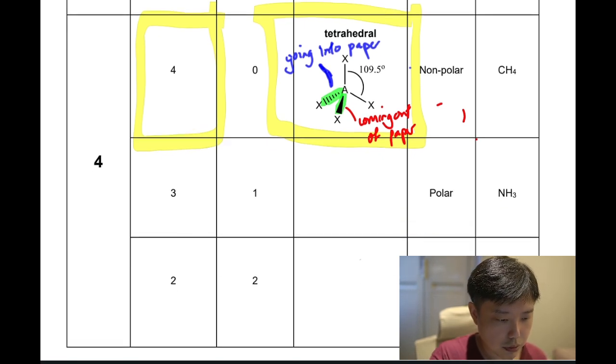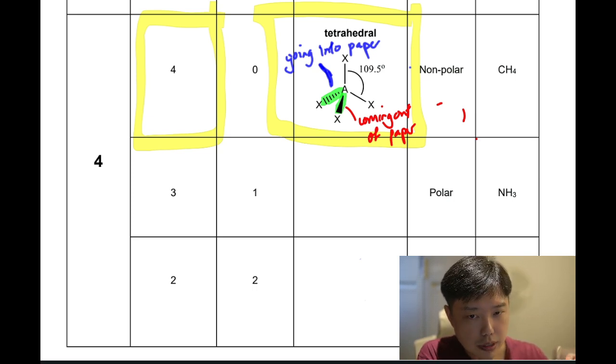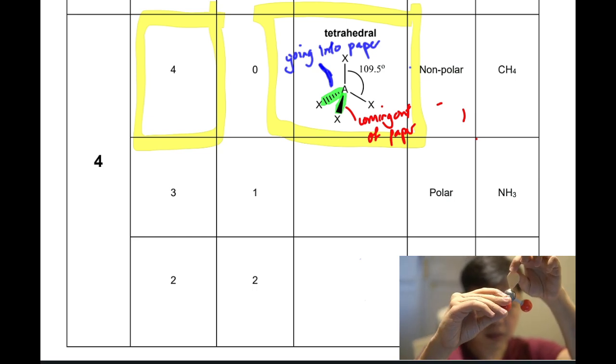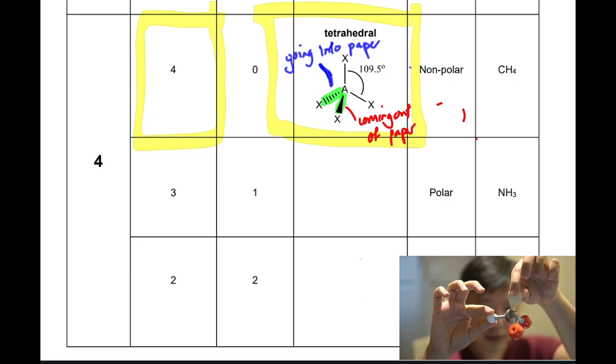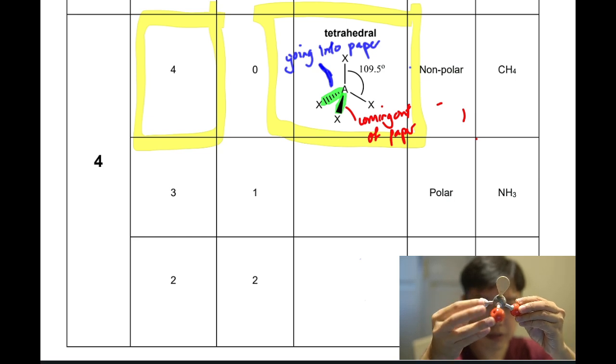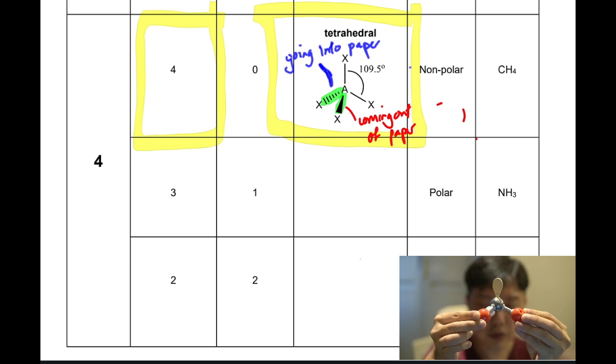All right, so let's look at the 2 advanced shapes. So you have 3 bond pairs and 1 lone pair. No matter where you put a lone pair, it doesn't really matter. So it will look something like this. Can you see? This is the lone pair on top, and then the 3 below. This shape we call trigonal pyramidal. It's like a pyramid below, with a trigonal base.